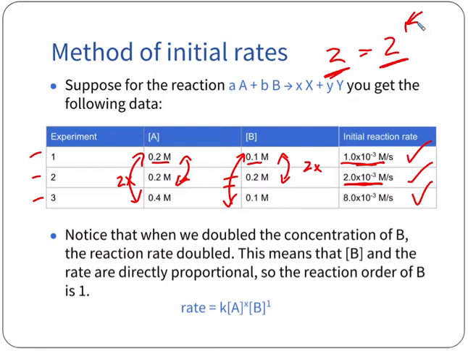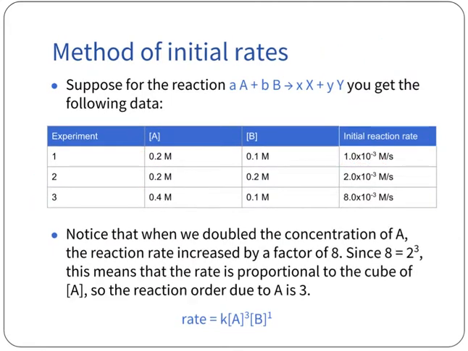So when we write out this rate law, we're going to say that B is 1, the reaction order here. Really, we just put B here. We don't have to put the 1. So this is what we have so far. We still don't know what the reaction order for A is, but we do know it for B. So let's figure out what it is for A.